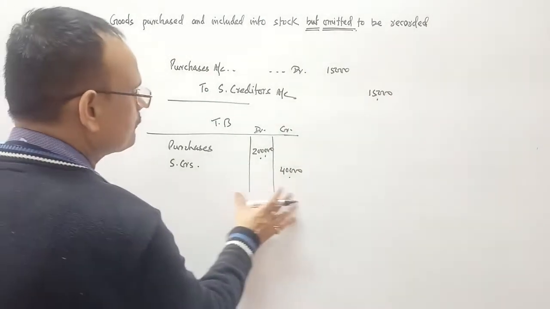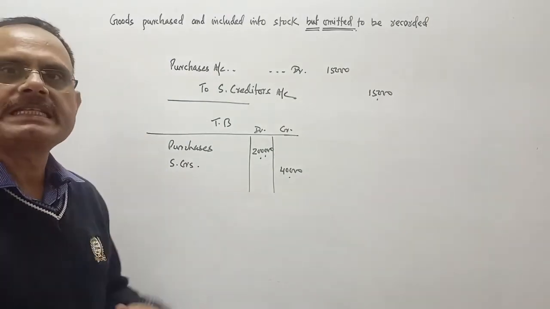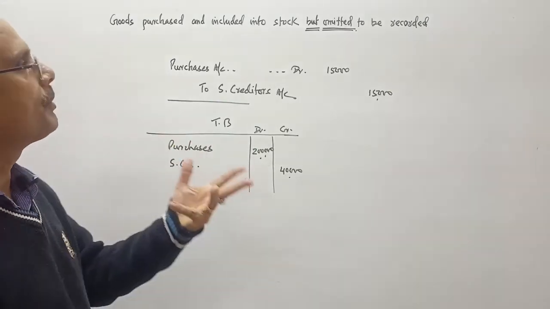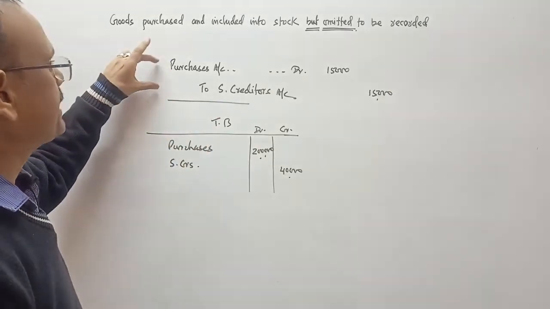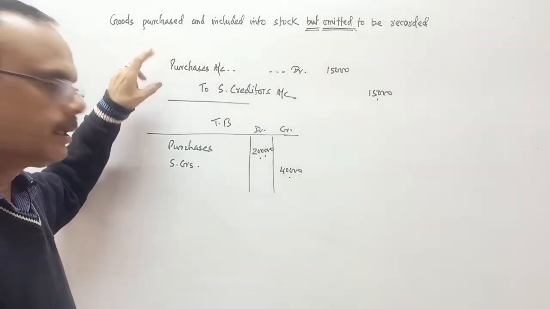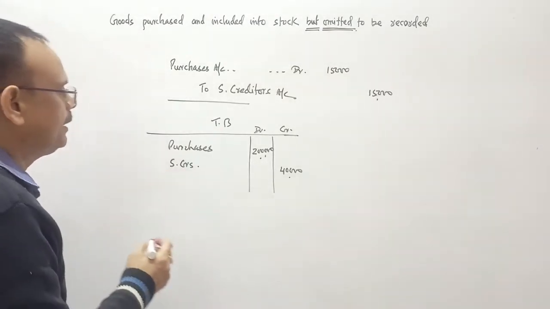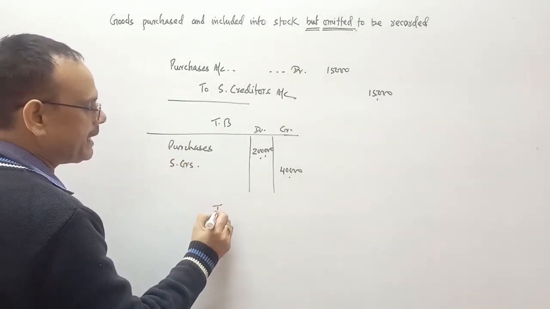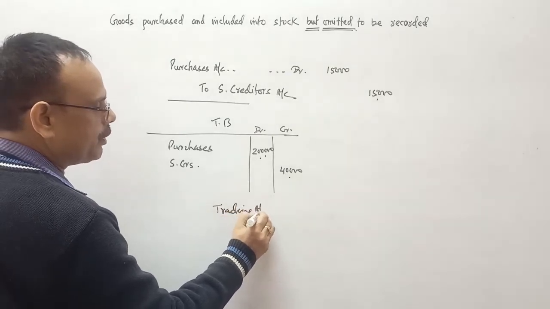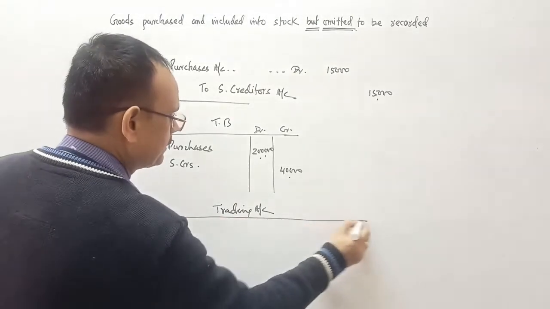And in additional information you come to know that the goods which were purchased, taken into stock, were omitted to be recorded in the books. Then you pass this entry in your adjustment entry: purchase account debit to creditors account. Now how will we do the treatment while preparing the financial statement? Purchase is reflected in the trading account. Which side? Debit side. Trading account debit side.